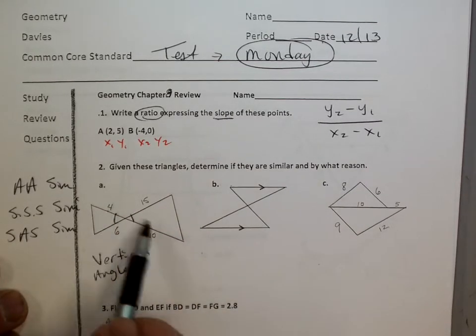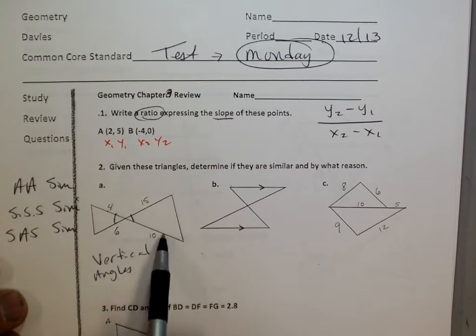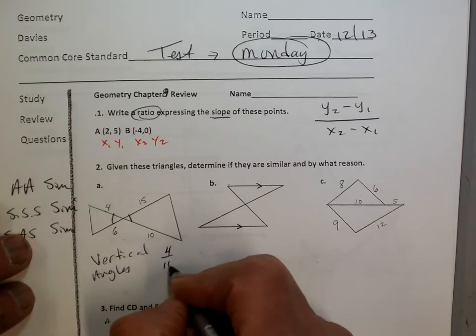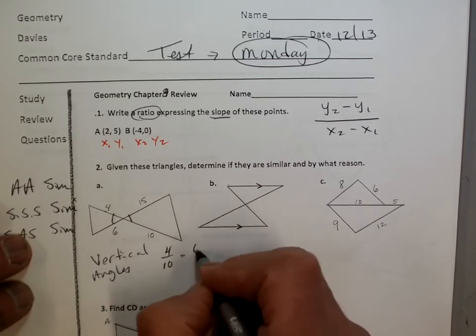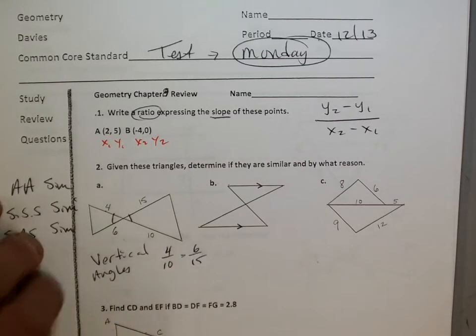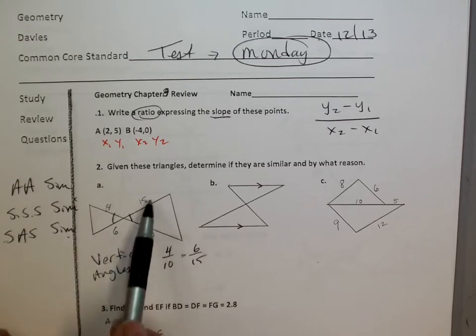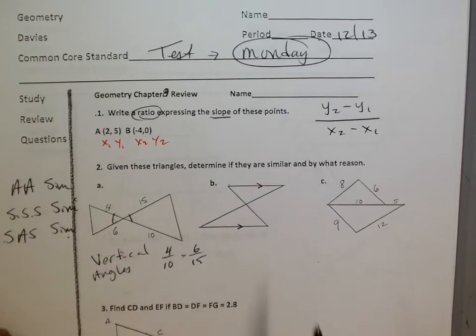And the next thing I have to do is, let's see if these ratios are the same. So it looks like 4 goes to 10. This is kind of backwards. It looks like 4 goes to 10 is 4 over 10 equal to 6 over 15. So if I reduce my fractions, I get 2/5 and 3/5. So I say yes by my side angle side. This one's going to be my side angle side.